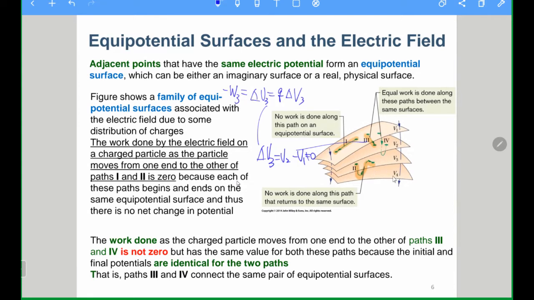And for path 4, where is path 4? Path 4 is from here.